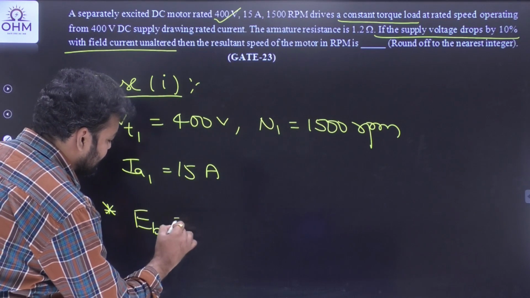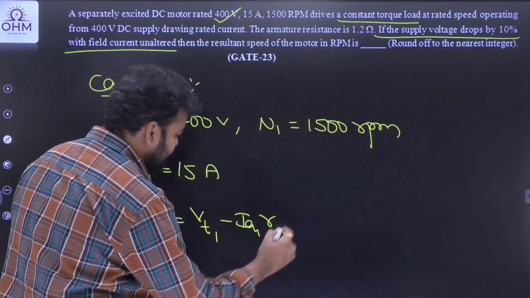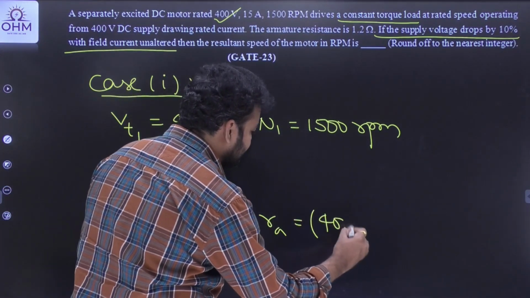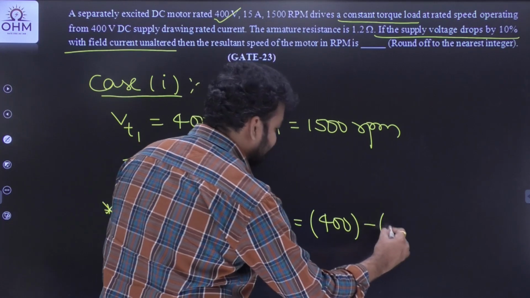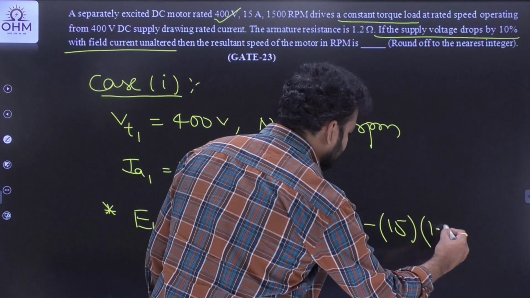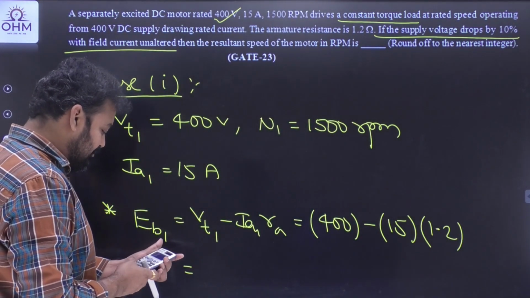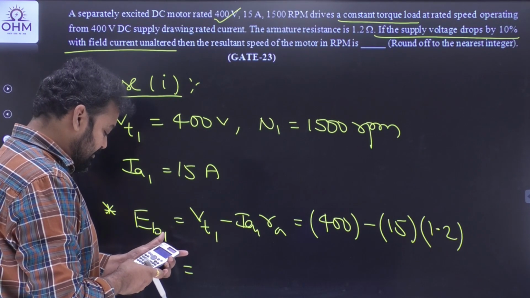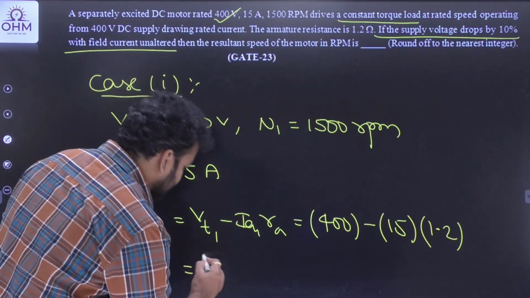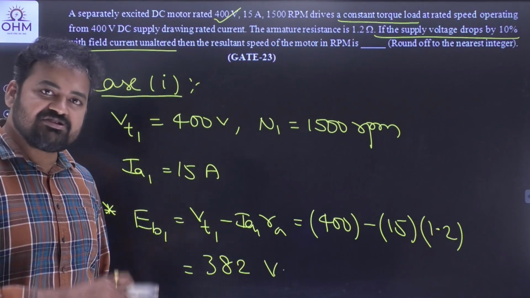Back EMF is equal to Vt minus Ia Ra. So Vt was 400. Armature current was 15. What is the armature resistance of the motor? 1.2. So we will get the back EMF of the motor. So let me solve it. 400 minus 15 into 1.2. So 382 volt. This is the back EMF of the motor in the first case.